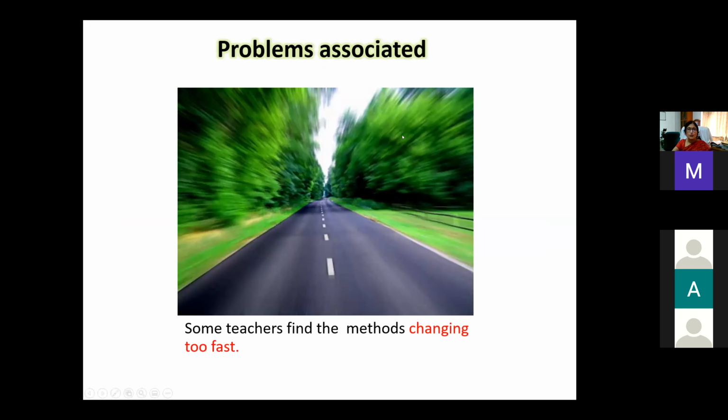So some teachers find that, in our time, it was not like this. At that time also, so many good teachers were there, and these are the new methods coming up. So some teachers, especially some senior teachers, find that these methods are changing so fast. So it becomes at times difficult to cope up with these newer methods.